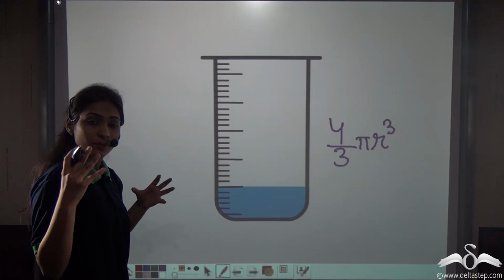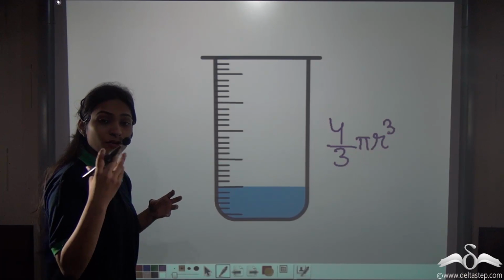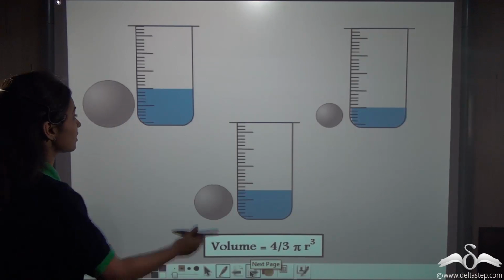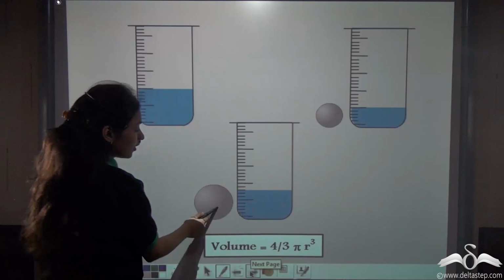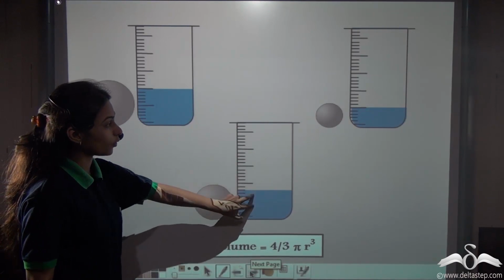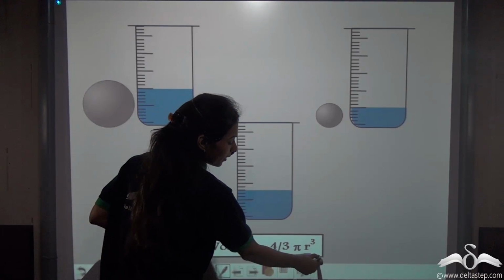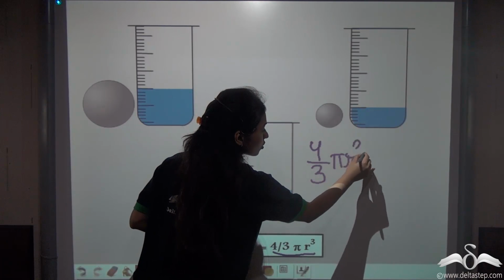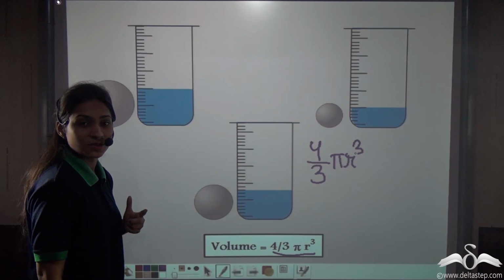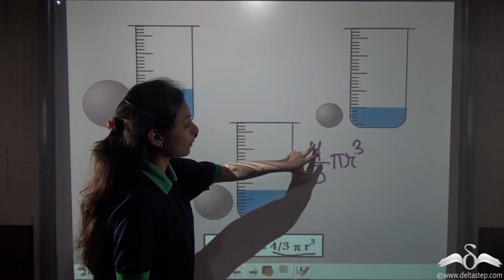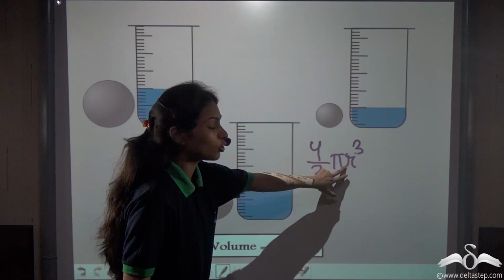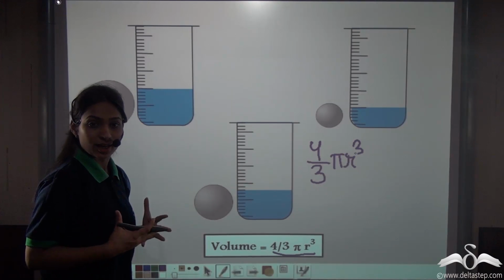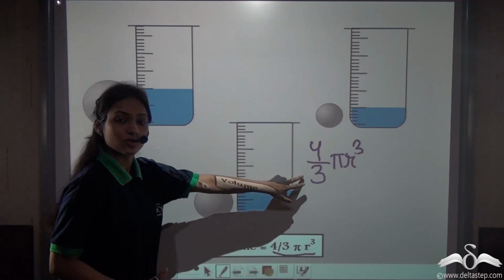So we conducted the experiments with various spheres we had, with various radius. Even after conducting this experiment with balls of various radius, we found out that the volume of the water here represented 4 by 3 pi r cube. So this means that the volume of any sphere is calculated by the formula 4 by 3 pi r cube, where r is the radius of this sphere. Well, this can be proved in higher classes also, but now you can take this as true.